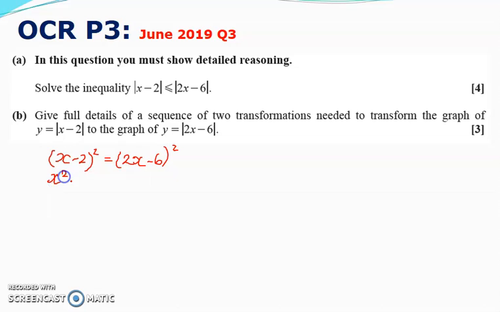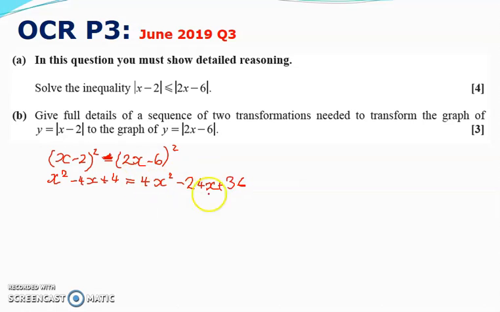So I get x squared minus 4x plus 4. It's an inequality, but I'm going to stick with the equals, and this will tell me the points of intersection. I'll need to think about what the graphs look like; I'll come back to that in a bit. So let's find the points of intersection. The right hand side gives me 4x squared minus 24x plus 36.